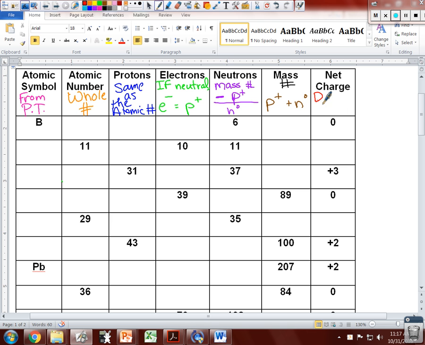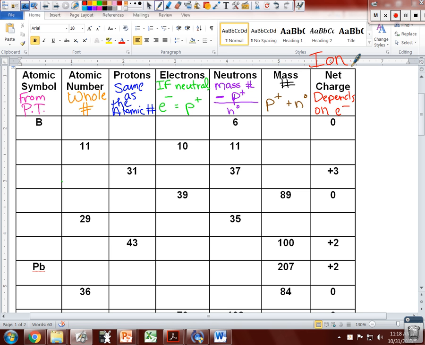The net charge depends on the electrons. If you change the protons, what do you change? You change the whole thing. You change the element. But if you change the electrons, we call that thing an ion. Very good. We call that thing an ion.